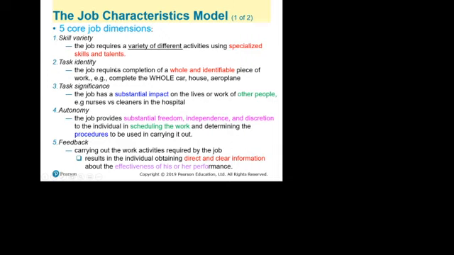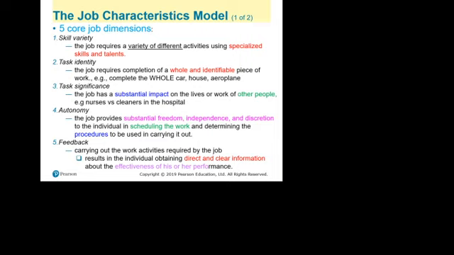Second one is task identity. Some jobs require completion of the whole job, and some require just an identifiable piece of the job in order to be considered as having identity. It means we can recognize the product when it is finished or when some of the product is finished. So task identity is when we can differentiate whether the task is actually complete or not complete.